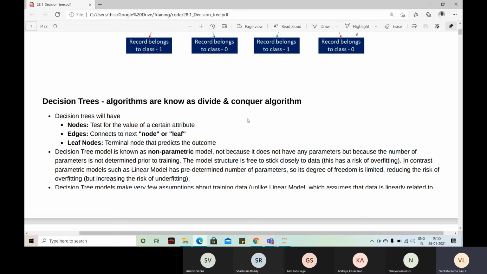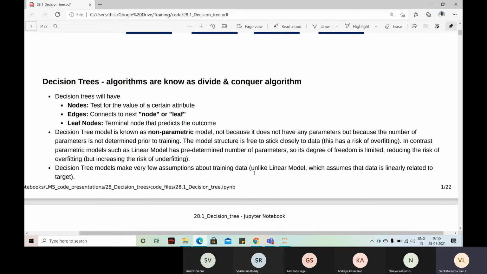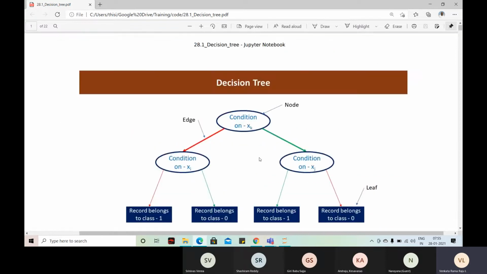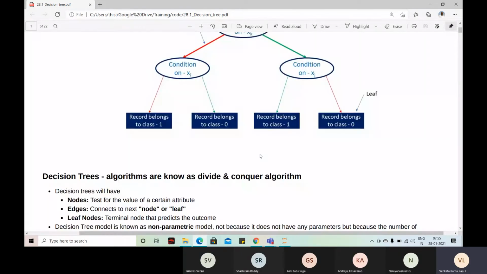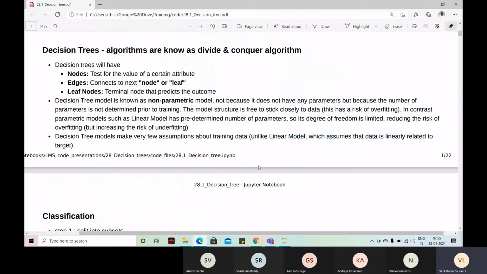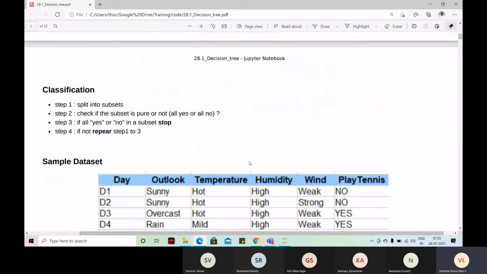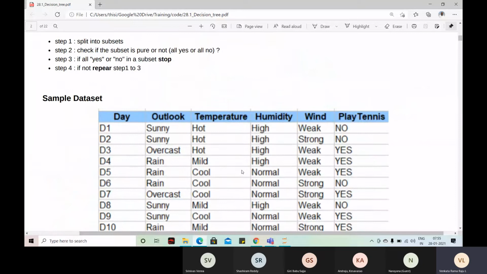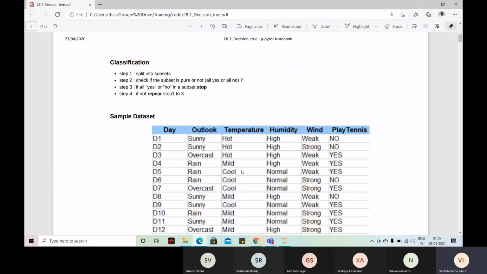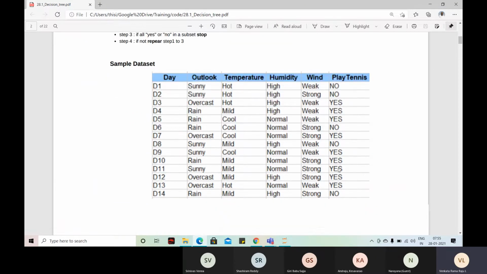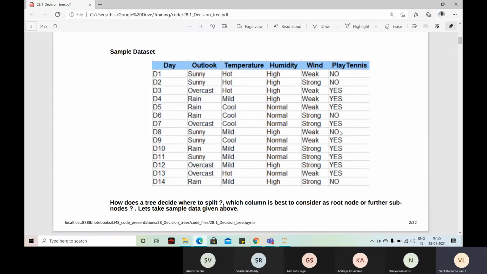So decision tree models make few assumptions about the training data. It can handle nulls, and there are no independence assumptions, basically. Let us look at a data set and see how exactly the split is happening. Then we will go into the other details. We are looking into a classification problem now, and tomorrow we'll look into a regression problem.